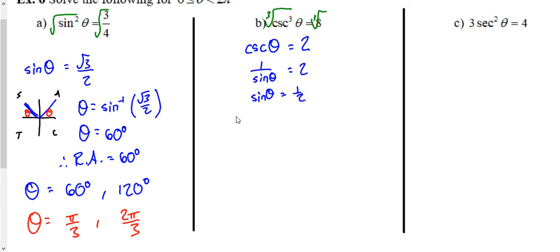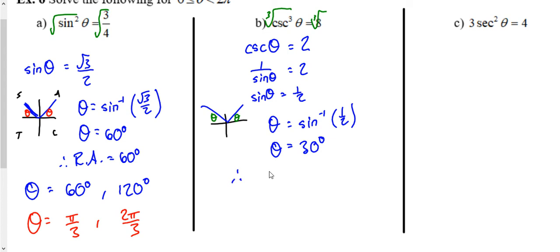And where is sine positive? Of course, it's going to look very similar to the previous. So sine is positive in quadrants 1 and 2 again. So I'm going to find, and again, looking for our reference angles here and here. So let's go sine inverse to find theta. And of course, theta here is equal to 30 degrees. Therefore, our reference angle is 30 degrees.